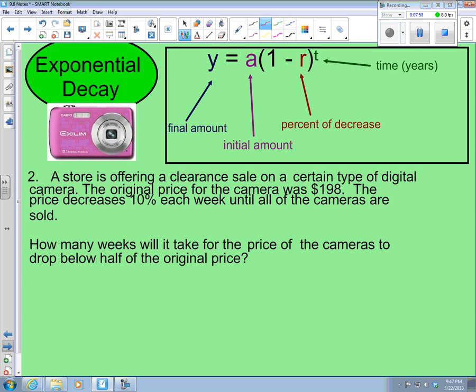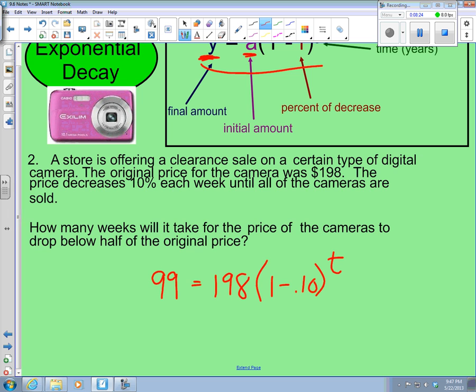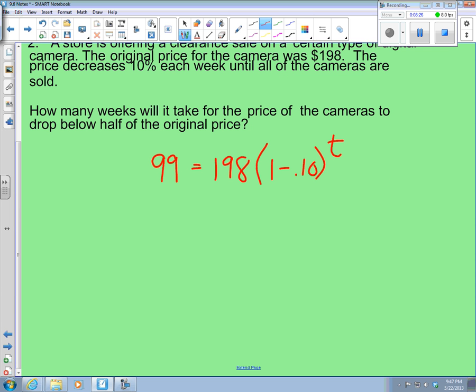Using this formula up here again, our final amount we want to be half of 198. So that's going to be 99, and that's my y up here, equals my original amount or initial amount, 198, times 1 minus, in this case, 10% is 0.10, to the t power. So once again, I'm solving for t. So it's just like the last one. I want you guys to try this now. If you make a mistake, that's fine. Just hit pause right now and then go ahead and figure this out. So I'm going to give you a chance to hit pause.